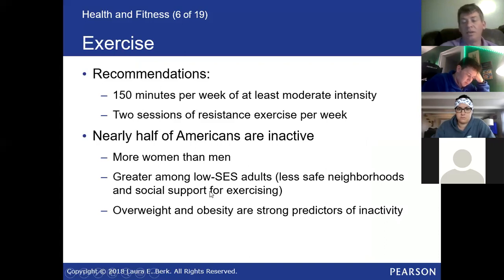So, exercise. What's recommended? 150 minutes per week of at least moderate intensity and 2 sessions of resistance exercise per week. Nearly half of Americans are inactive. This is more the case with women than men. It's greater among the low socioeconomic status adults, and overweight and obesity are strong predictors of inactivity.